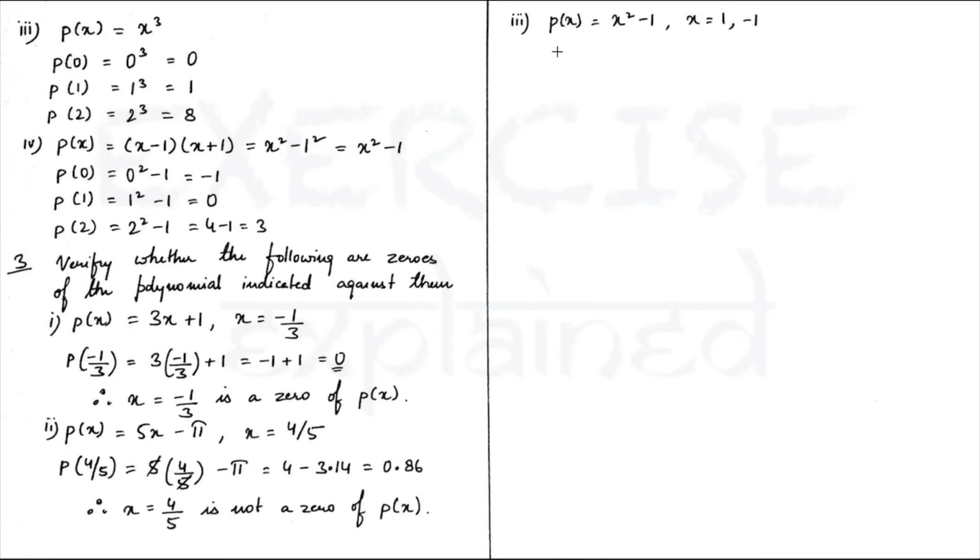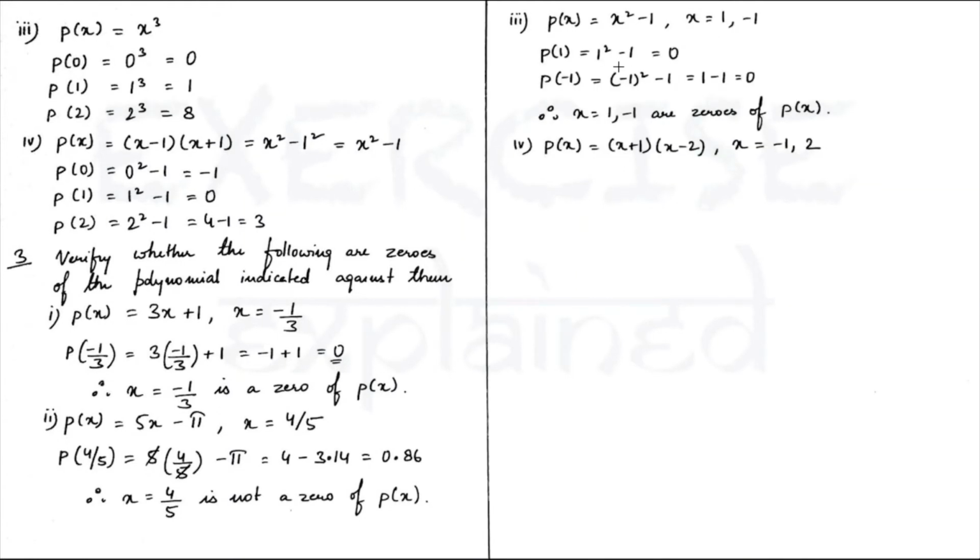Coming to the next one, p of x is equal to x square minus 1. X is equal to 1 comma minus 1. So we need to check for both of these values. Unlike the other questions where we had only 1 value, here we have two values. So we'll be checking for both of them and verifying whether both are zeros or not.